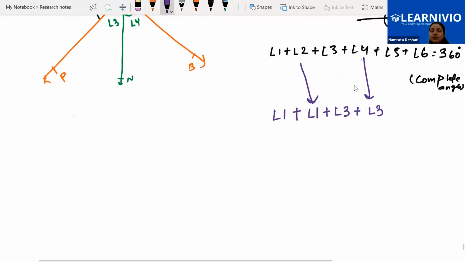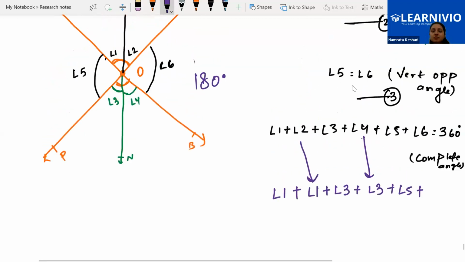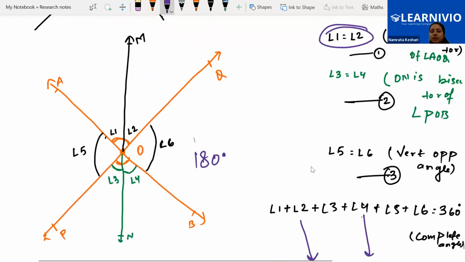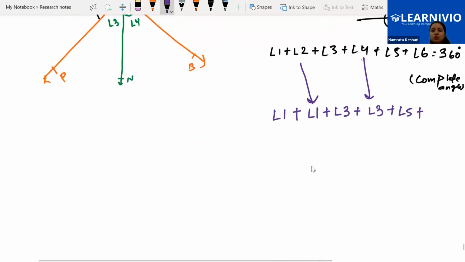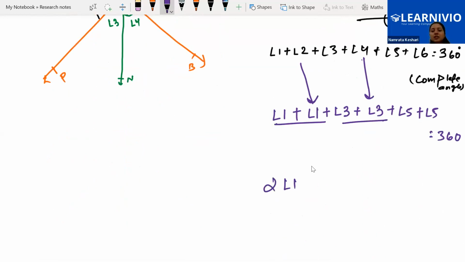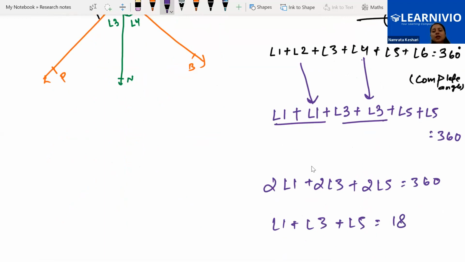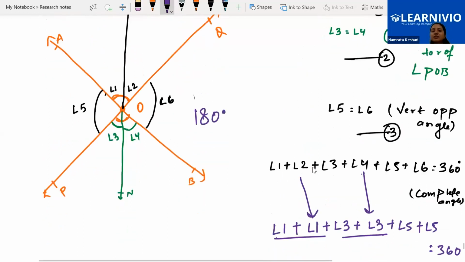Now we will replace it like this. 5 we will write as it is. Angle 6, again angle 5 we can take at the place of 6. So this is also angle 5. That is 360 degree. So 1 plus 1, 2 times angle 1. 3 plus 3, 2 times angle 3. 5 plus 5, 2 times angle 5. That is 360 degree. So we are able to show that 1 plus 3 plus 5 is equal to 360 by 2, that means 180 degree. And hence we can say that MON is a straight line.